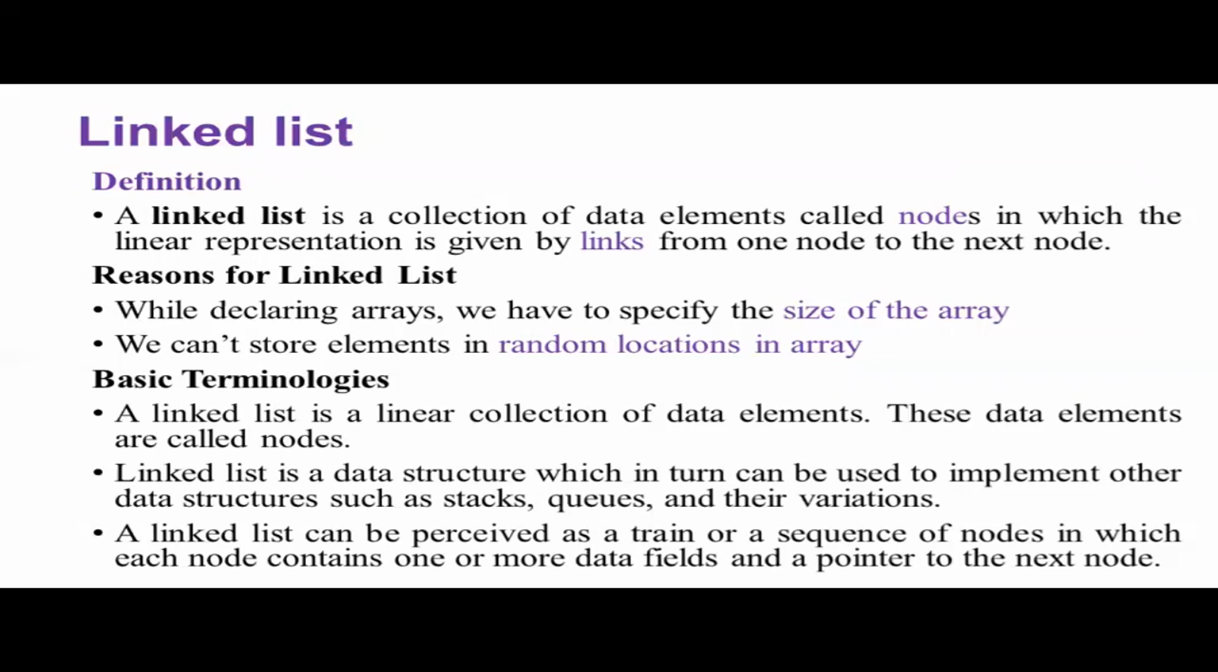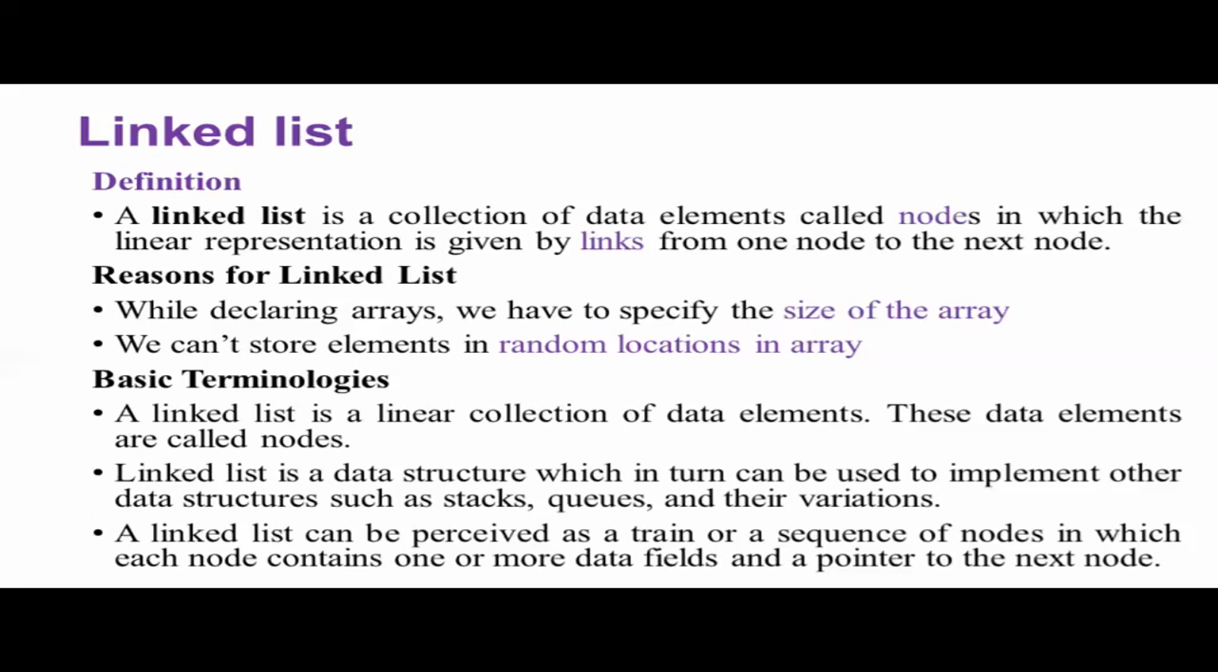What are the disadvantages we have? The main disadvantage is the size of the array. In array-based implementation, we have to specify the size of an array in advance. Similarly, in array-based implementation, all the elements must be stored in sequential locations. We cannot store the elements in random locations. So in order to overcome these two disadvantages, we go for linked list implementation.